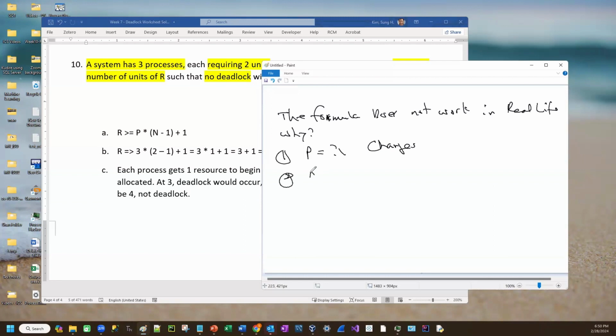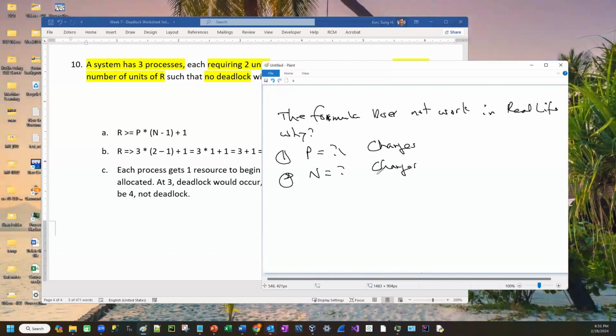Number two, in terms of N, we don't have this too, it also changes, right? How many printers would you need? Well, it kind of depends on how many people are running and what application is running, but also you need different types of resources. And this formula assumes they're all the same resources, but they're not. So because the P and N are changing, the R changes also, and so we don't know.